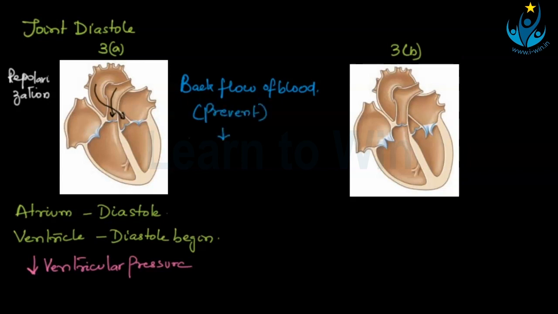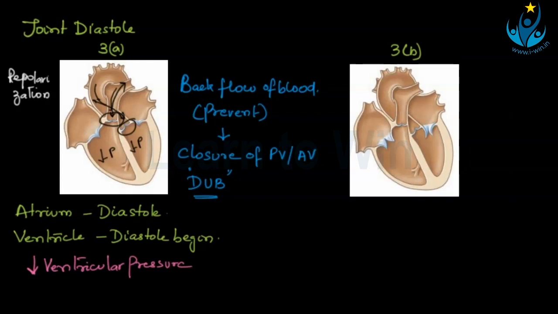So what happens? There will be the closure of the pulmonary valve and the aortic valve. So these two valves are closed. And if they are closed, what happens? Even if the ventricular pressure is decreasing, the blood cannot come back because the valves are closed. This produces the second sound of the heart, which is short and high pitched, called the dub sound. So when the semilunar valves, that is the pulmonary valve and the aortic valve, are closing as the ventricular diastole begins, that produces the dub sound.